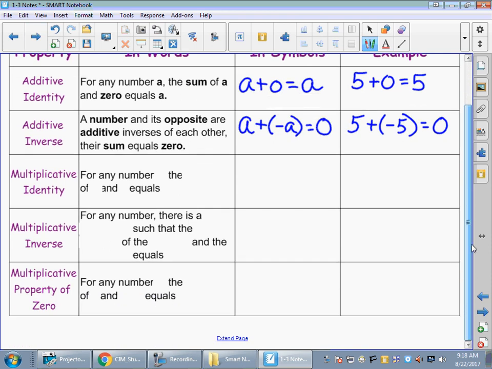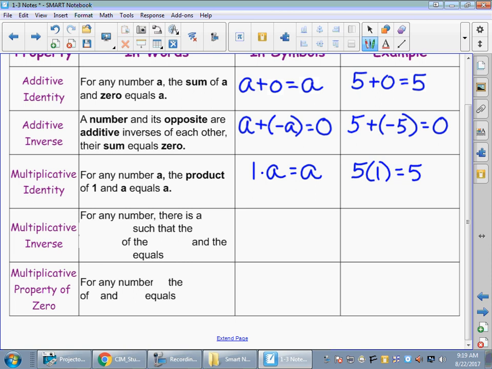The multiplicative identity is the number that you multiply by, and it keeps the numbers equal to itself. So the only number that you can multiply a number by and it equals the same number is 1. So if I do 1 times a, I'll still get a. So 1 is the multiplicative identity. It keeps the value of the number. 5 times 1 is equal to 5. It didn't change. That's the multiplicative identity.